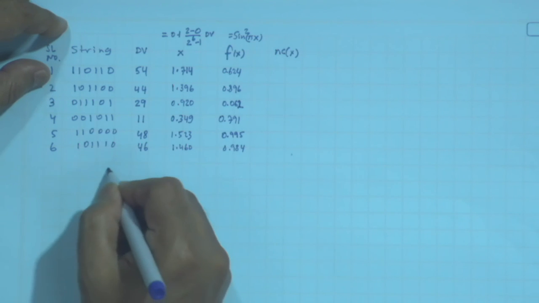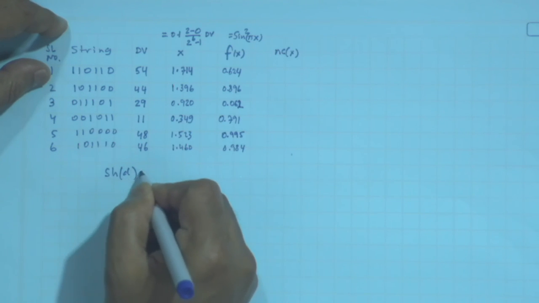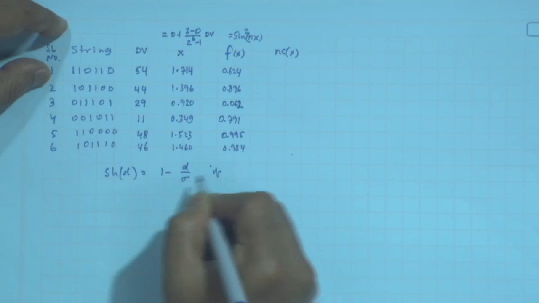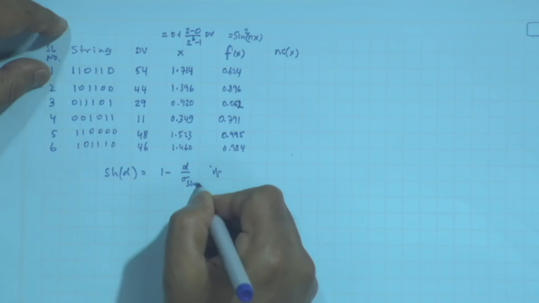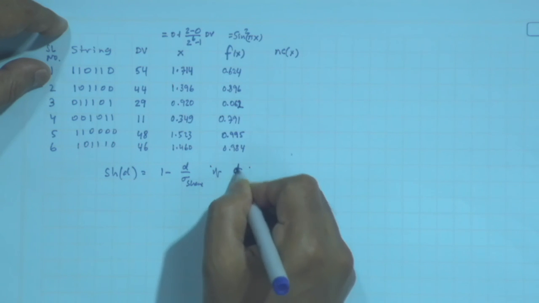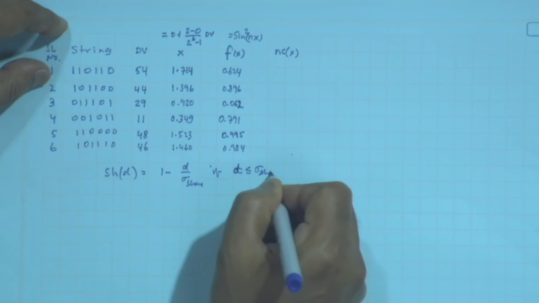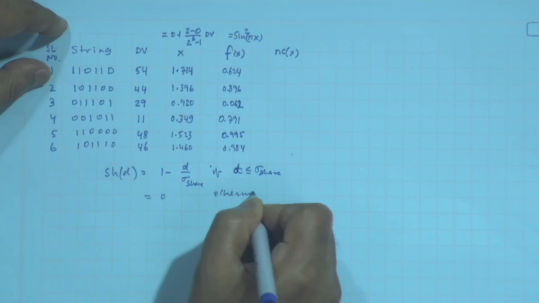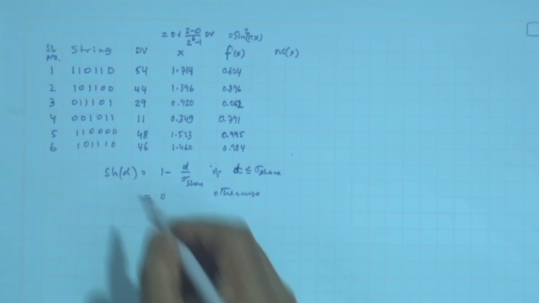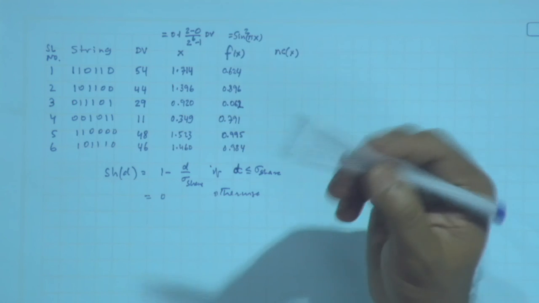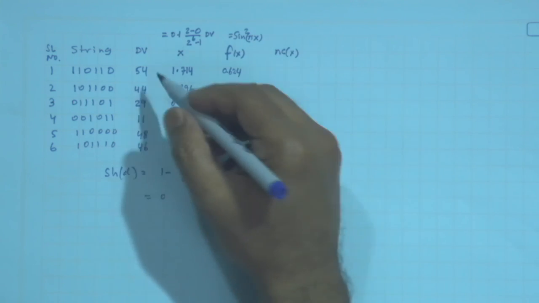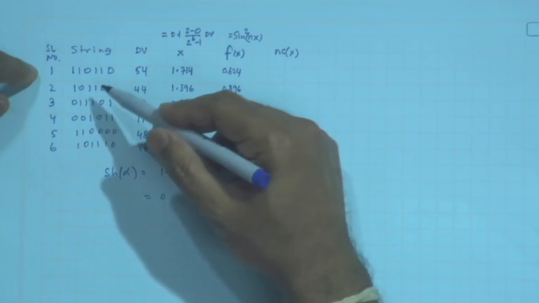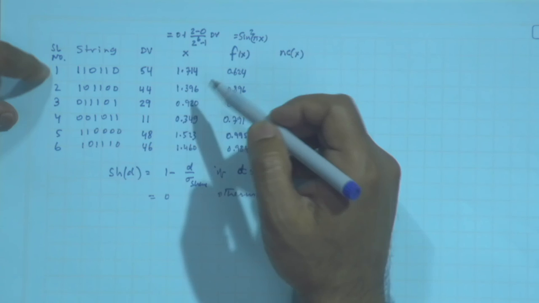Now, the sharing function Sh(d) will be 1 minus d over sigma share, if d is less than or equal to sigma share, and 0 otherwise. This is how the sharing function is defined. d is the Euclidean distance between two solutions. Since there are 6, there will be 6 terms that we have to add. Let me do the first one and then you do the rest of them.